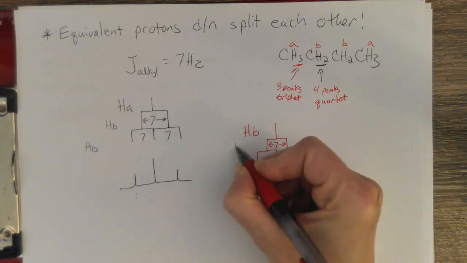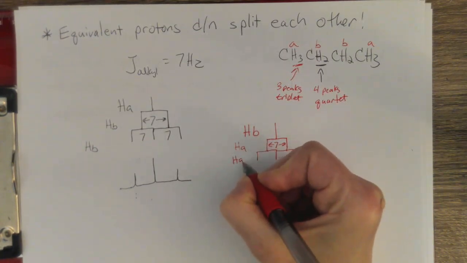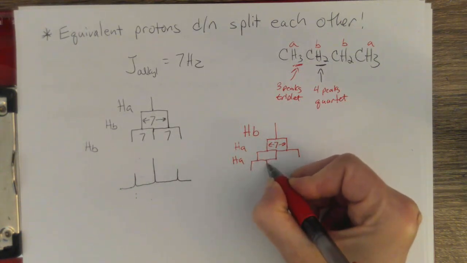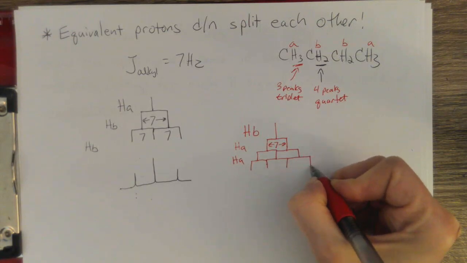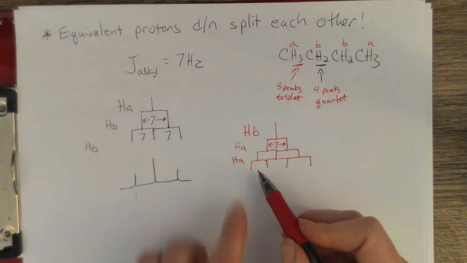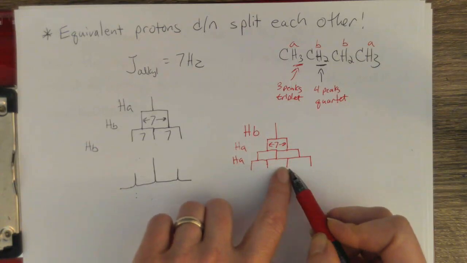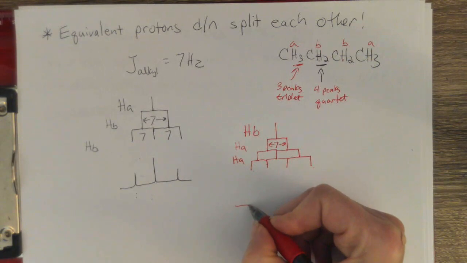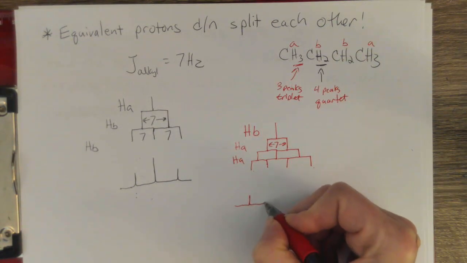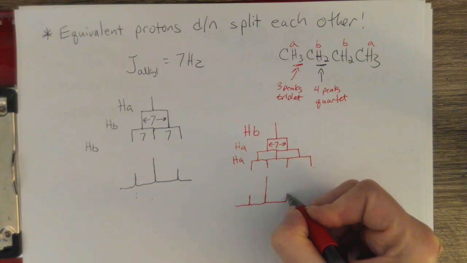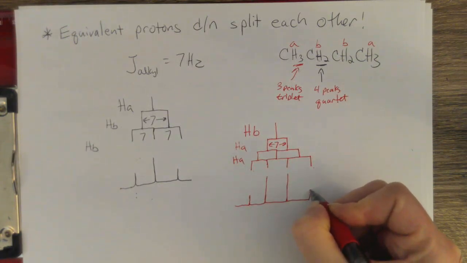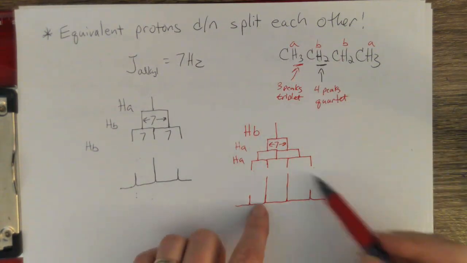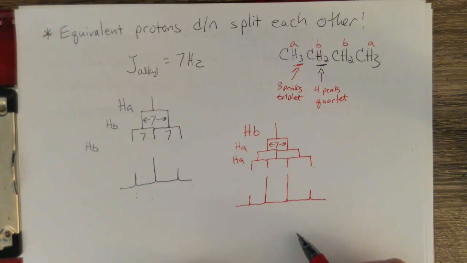This is still 7. So this was an HA. This is another HA. And I have to do it again. So again, it's going to overlap perfectly in the middle. That's so nice and pretty. We'll see in a few minutes examples where we don't have that. So what do we end up with here? 1, 2, 3, 4 peaks. Okay. And if I draw what this would look like, we have this. Here we said that this was supposed to be a quartet. This is how you get that, okay?